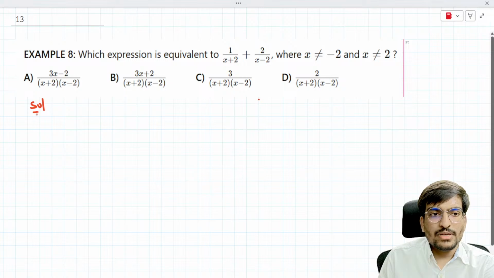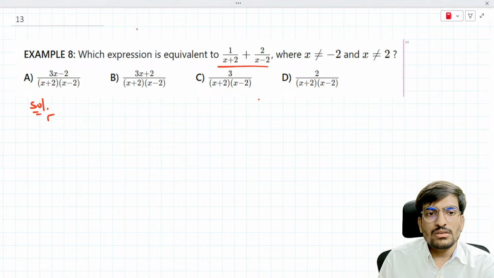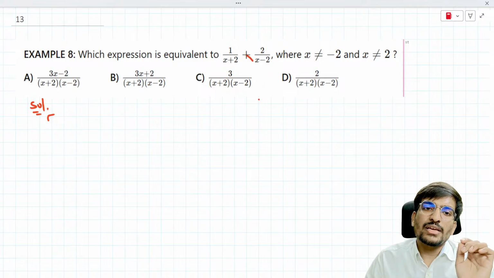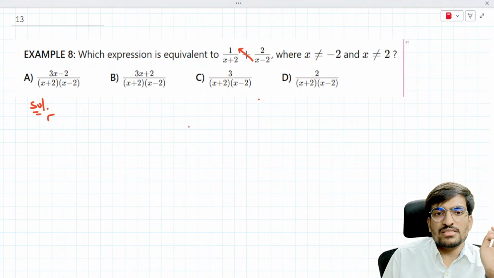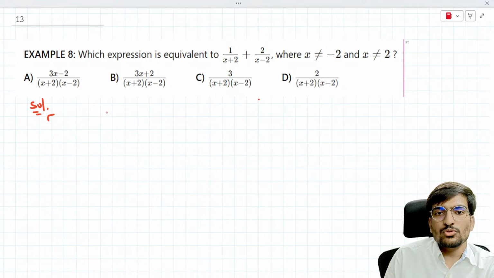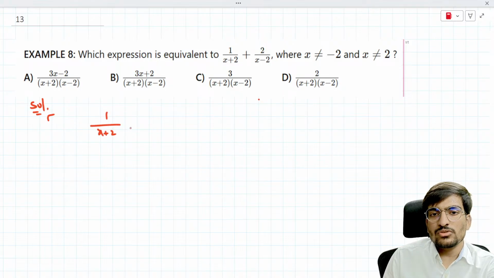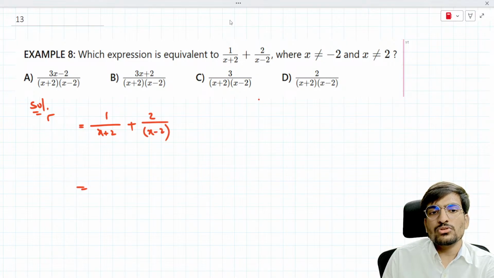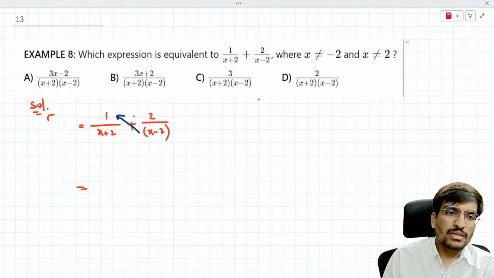So example 8. Which expression is equivalent to this? You see clearly the denominator is x plus 2 times x minus 2. So obviously you get this by multiplying. You multiply the second denominator. Cross multiplying is a better idea, though I'll show you both. Depending on the situation, you have to choose the method. In one method it is faster, in the other it is slower.